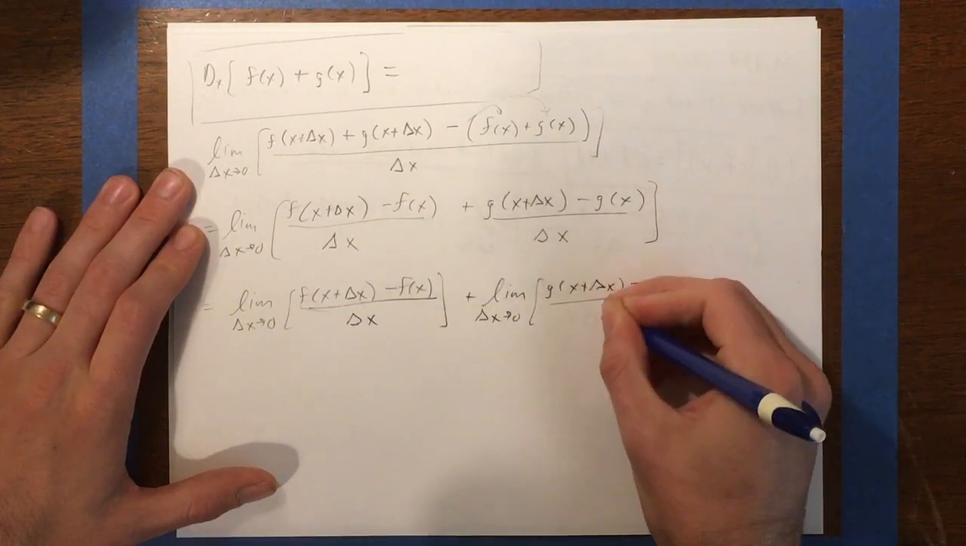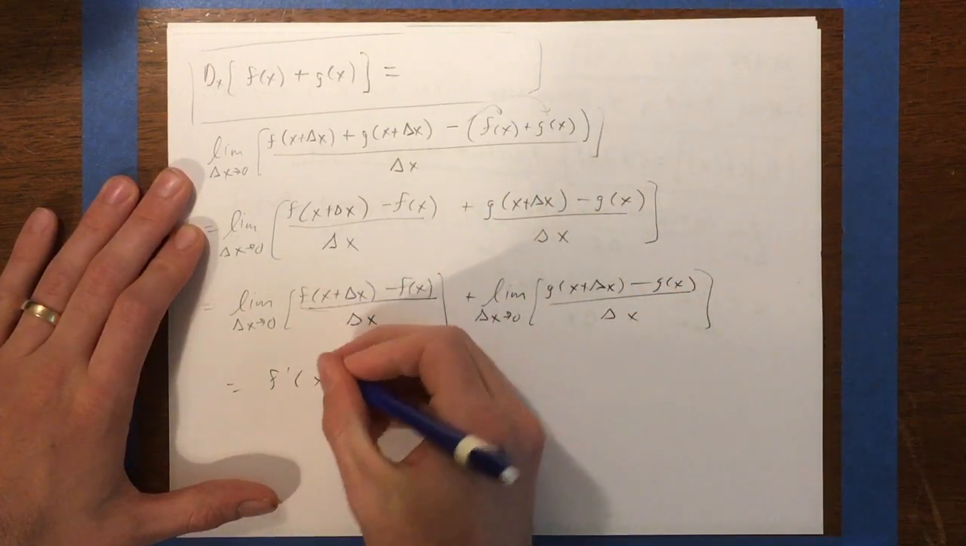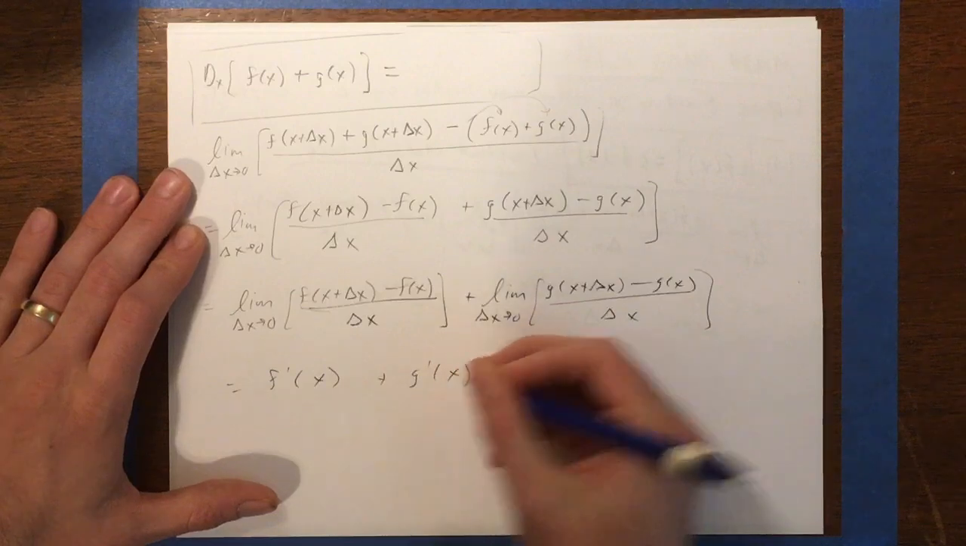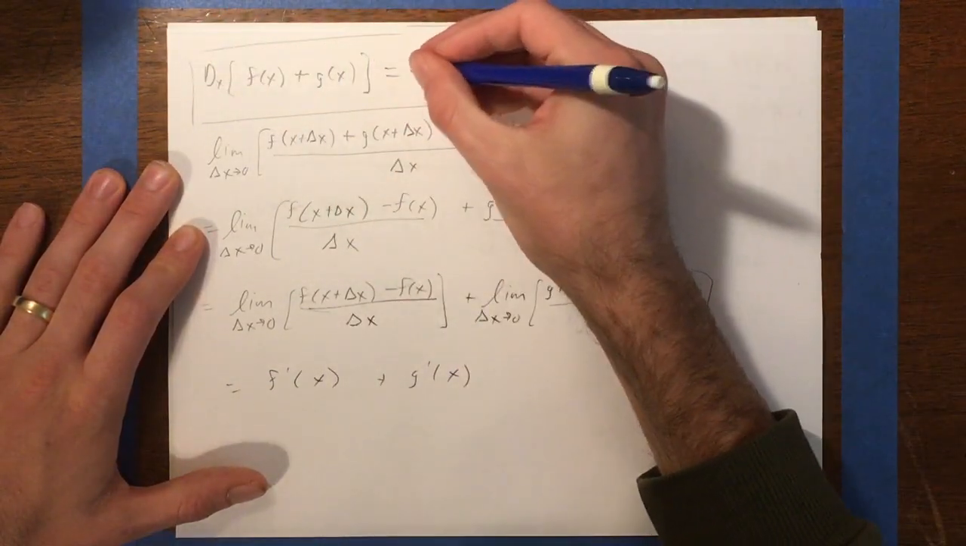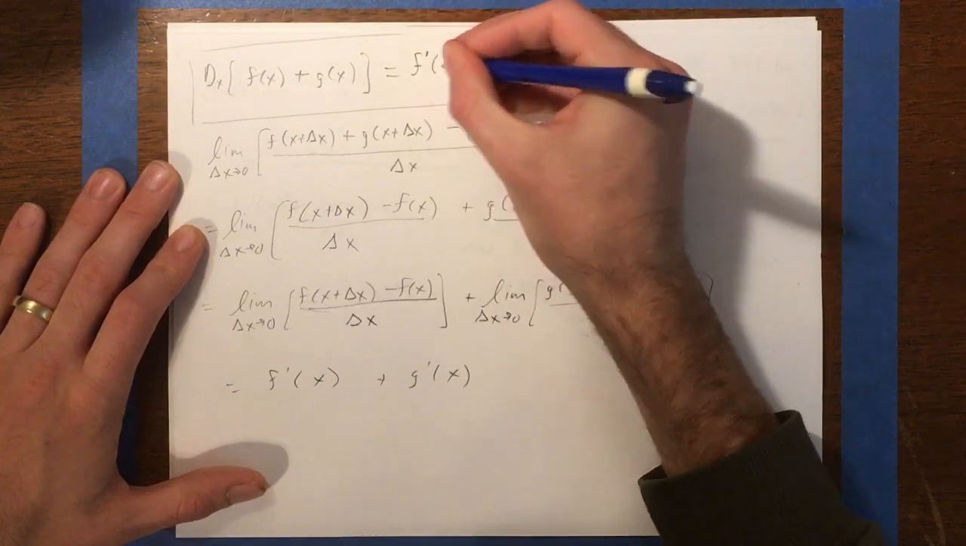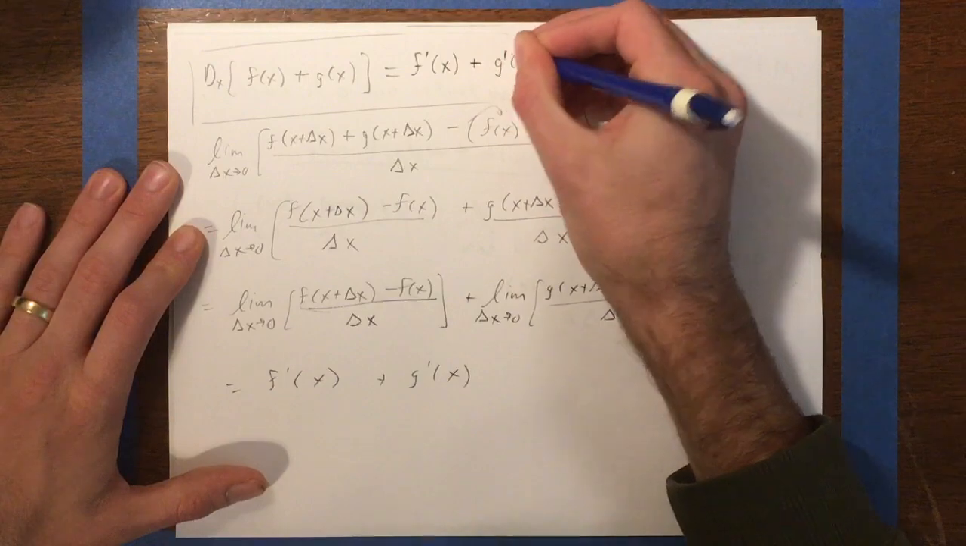So as you can see, this is just the derivative of f plus the derivative of g. So what we see here is differentiation of a sum of functions essentially distributes over that sum and gives us the sum of the derivatives of those functions, like this.